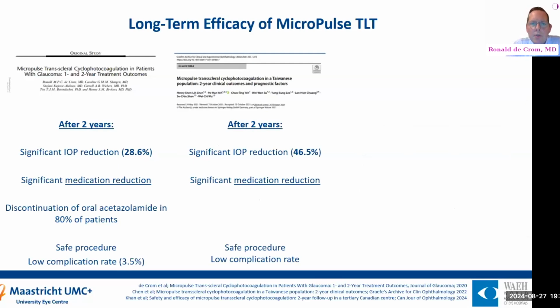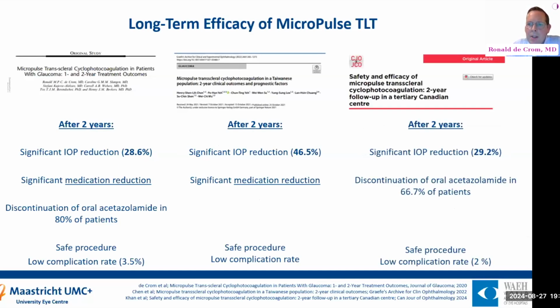If we look at the study of Chen et al., they found a higher IOP reduction, more than 46%, in combination with a significant medication reduction. They also found that the procedure was very safe in their patient population. In the Canadian population, they also found a significant IOP reduction of almost 30%, and around 2/3 of the patients could stop the Diamox.